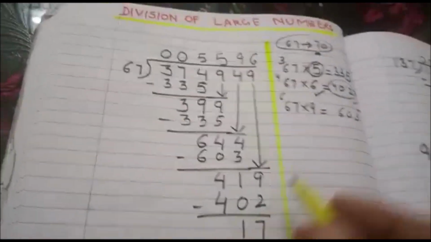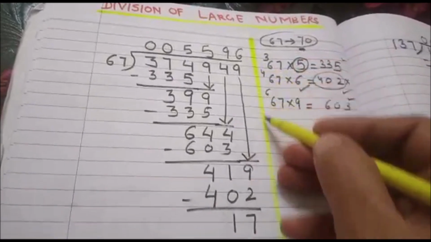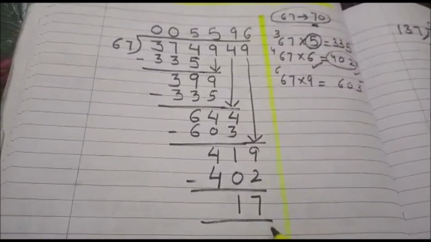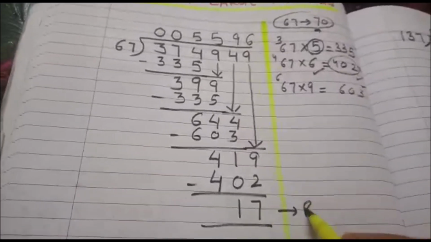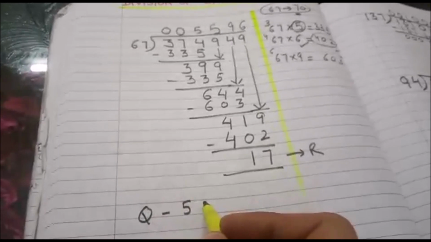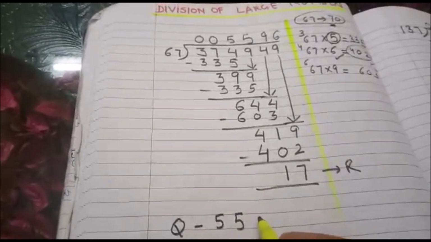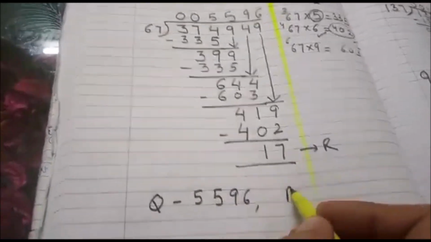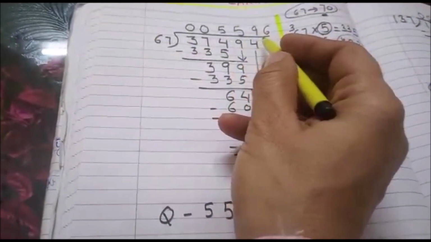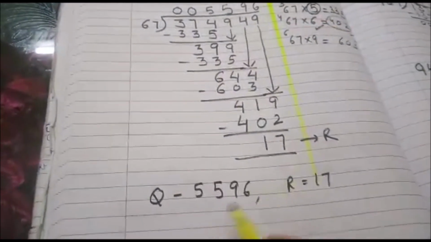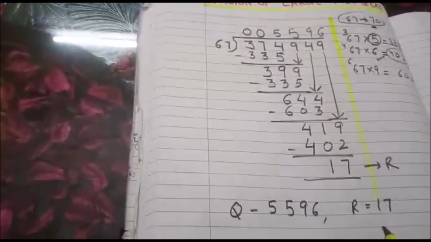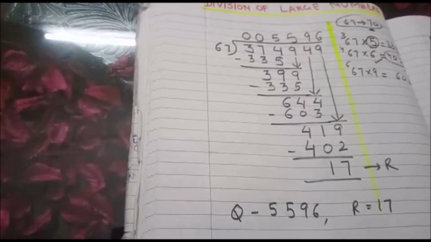So there is no other number left to be taken down. That means this is the remainder and our quotient is 5596 and remainder is 17. So this is our quotient 5596 and this is our remainder. By this method, students, we can do our practice of division sums.